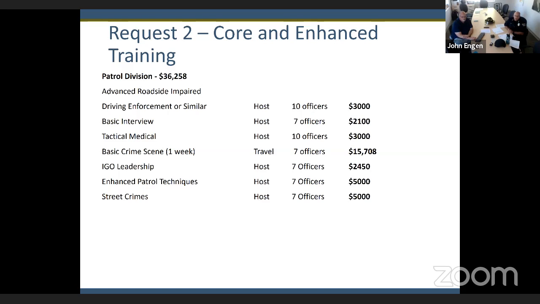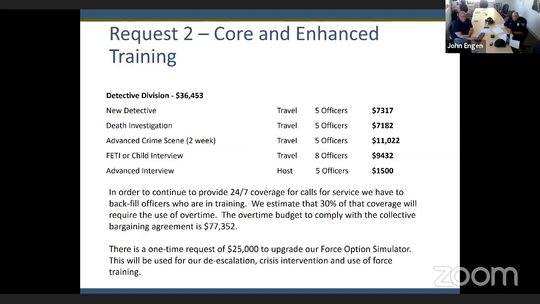IGO is individual, group, and organizational leadership. So that is a leadership program, along with enhanced patrol techniques and street crimes. And that additional training budgeted is $36,256. And the last unit is our detective division.